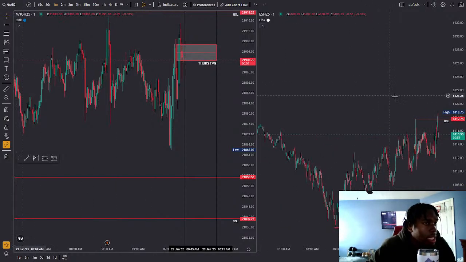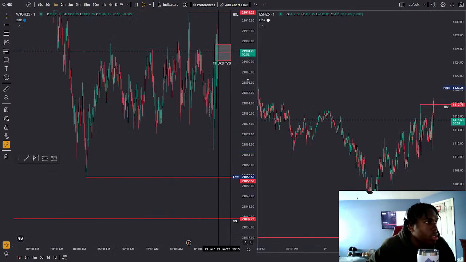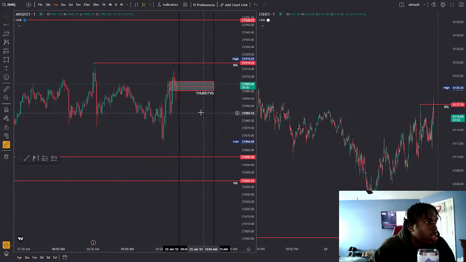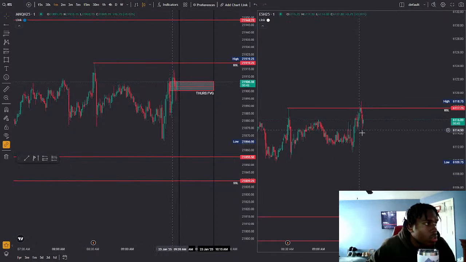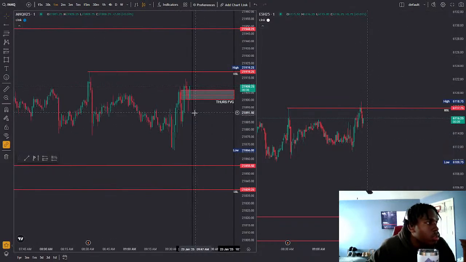All right, so here's the sell side sweep. Could be good for us if we get a nice displacement below an equal low here. But we'll see what happens.